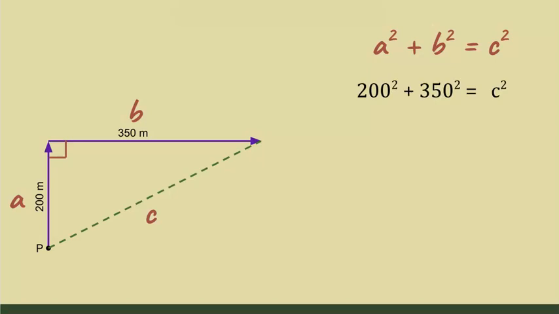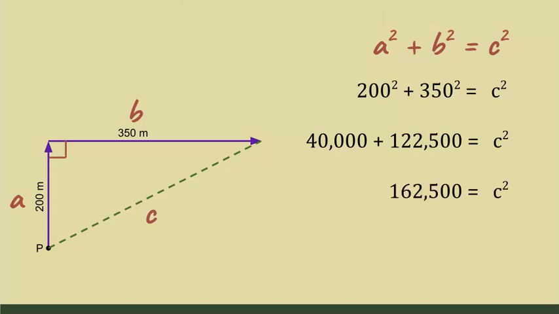So I'm going to go ahead and plug in my numbers. 200 squared plus 350 squared equals c squared. This next step is optional to write down, because you can plug this whole thing into your calculator at once. But some people like to type in 200 squared and see that it's 40,000, and then 350 squared and see that it becomes 122,500. We would add up those two numbers and get 162,500 equals c squared.